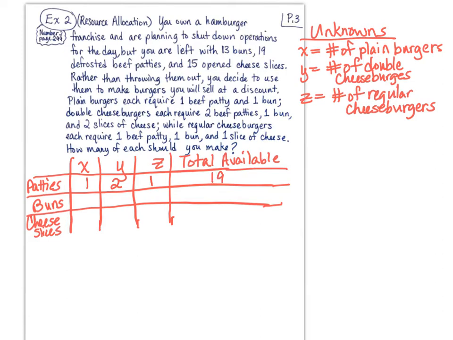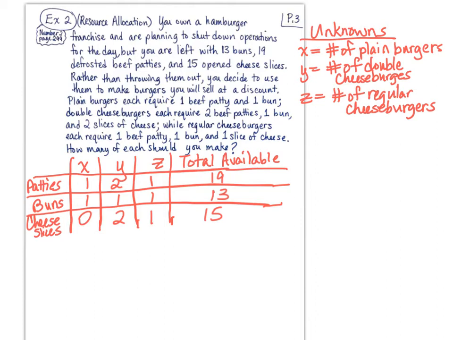For buns, what's the row for buns? Now's the time, if you haven't answered, to answer. Go ahead. 1, 1, 1, and 13. Good. The last row. 0, 2, 1, and 15. Good. Very good. Okay. So now what we're going to do, we're going to set that up in a matrix.